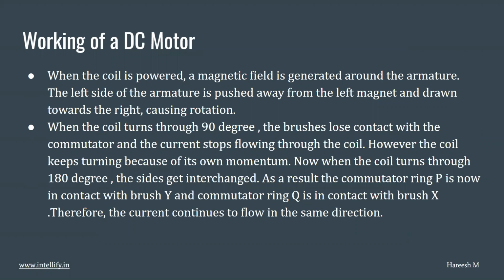When the coil turns 90 degrees, the brush loses contact with the commutator, and the current stops flowing through the coil. In this case, the commutator is a split ring. However, the coil keeps turning because of its own momentum. When the coil turns to 180 degrees, the sides get interchanged. As a result, commutator ring P is now in contact with brush Y, and commutator ring Q is in contact with brush X. Therefore the current continues to flow in the same direction and the rotation keeps on going.